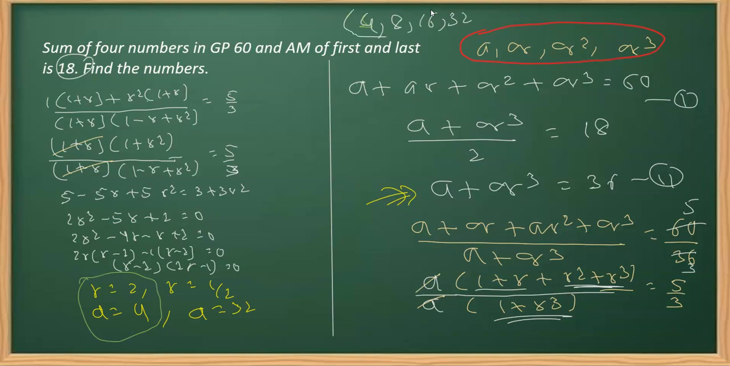Similarly, that's the one part. Similarly, you can get the other by placing these alternate values of A and R, and you'll get the same thing, but in reverse order. You'll get 32, 16, 8, and 4 by placing the value of R as half and A as 32.